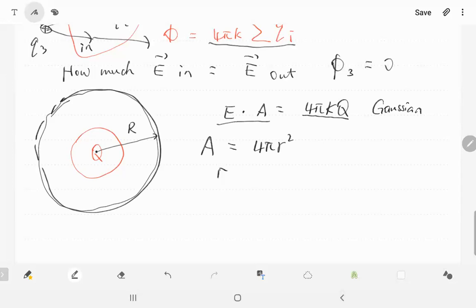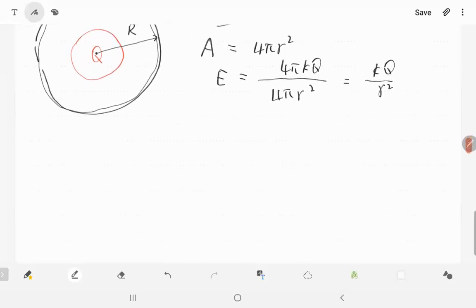Then the electric field is equal to the flux, 4πkQ, over the total surface area, that would be 4πr². So we have kQ/r². Okay, this is how we do the calculation of the electric field for the charged ball.